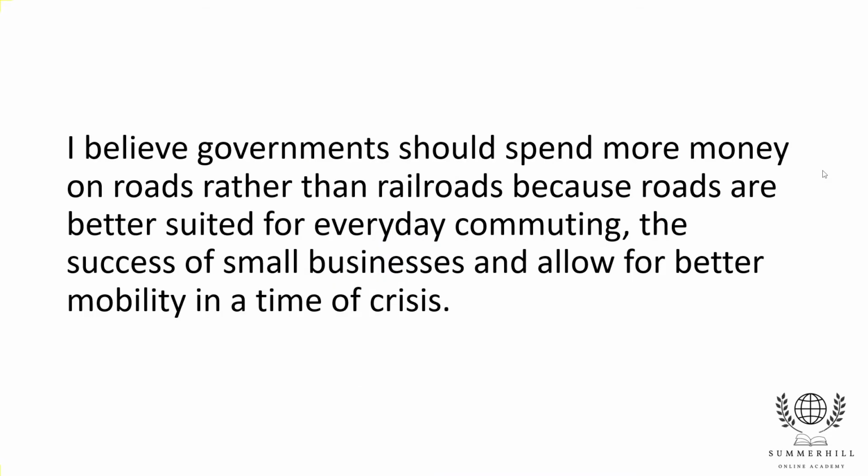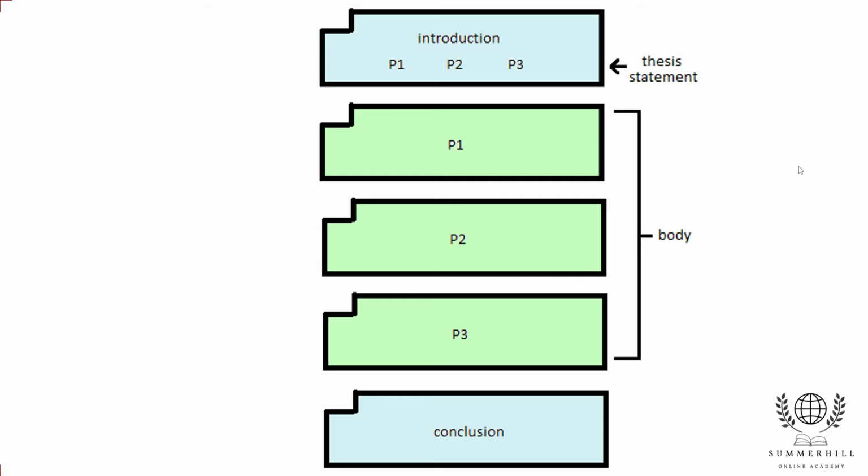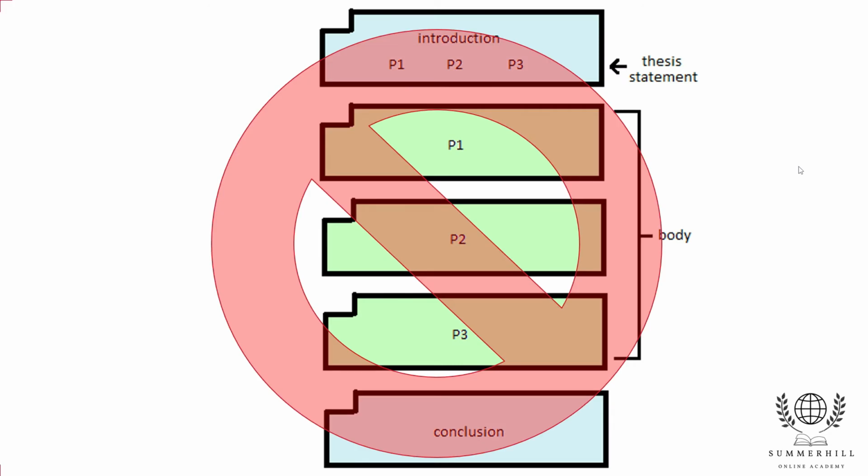Here's an example. I believe governments should spend more money on roads rather than railroads because roads are better suited for everyday commuting, the success of small businesses, and allow for better mobility in a time of crisis. Once again, we have 3 predictors which plan the structure of our essay. But for many questions, this structure may not be enough.